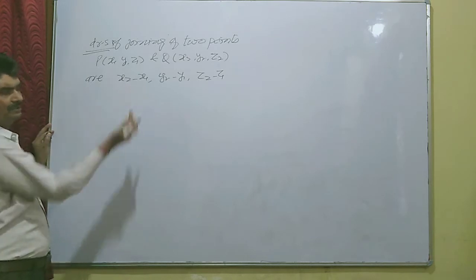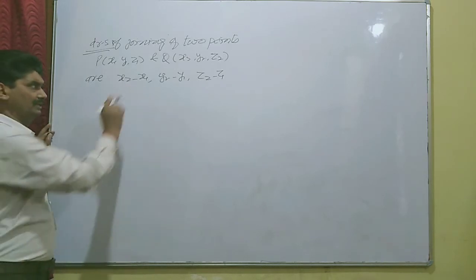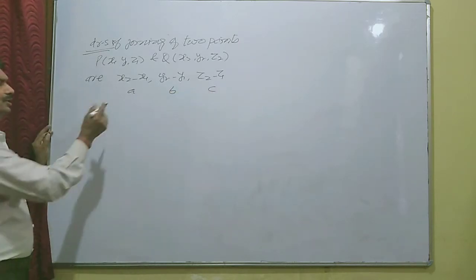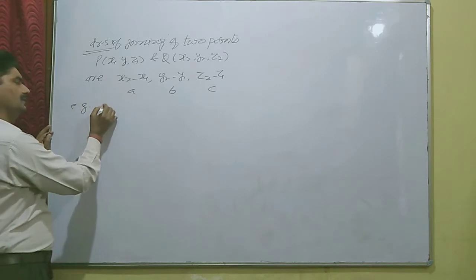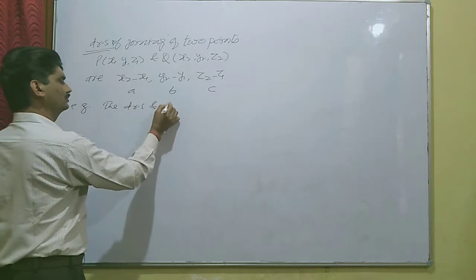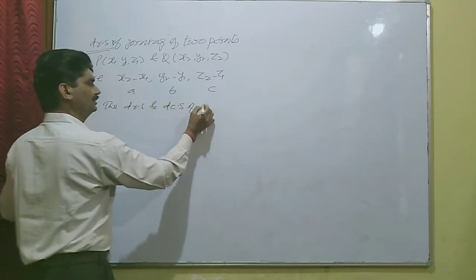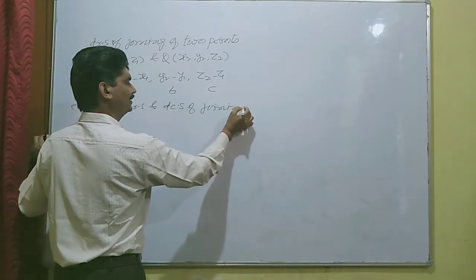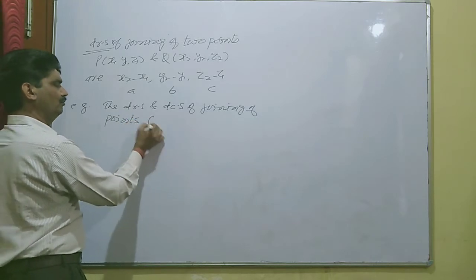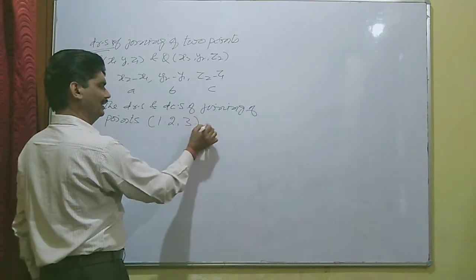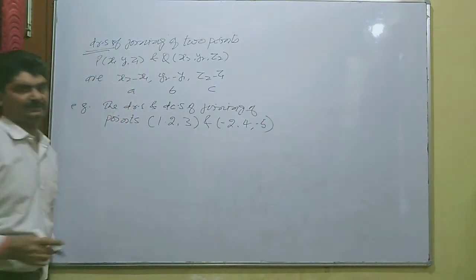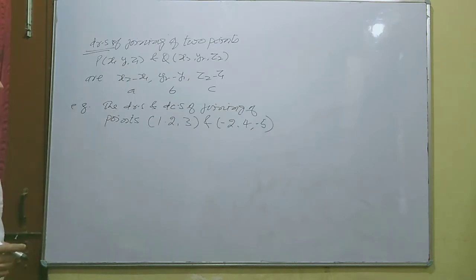If direction ratios are known, then we can also find the direction cosines, taking these as a, b, c. Okay, for example, find the direction ratios and direction cosines of the line joining the points (1, 2, 3) and (minus 2, 4, minus 5). Okay, joining of 2 points.